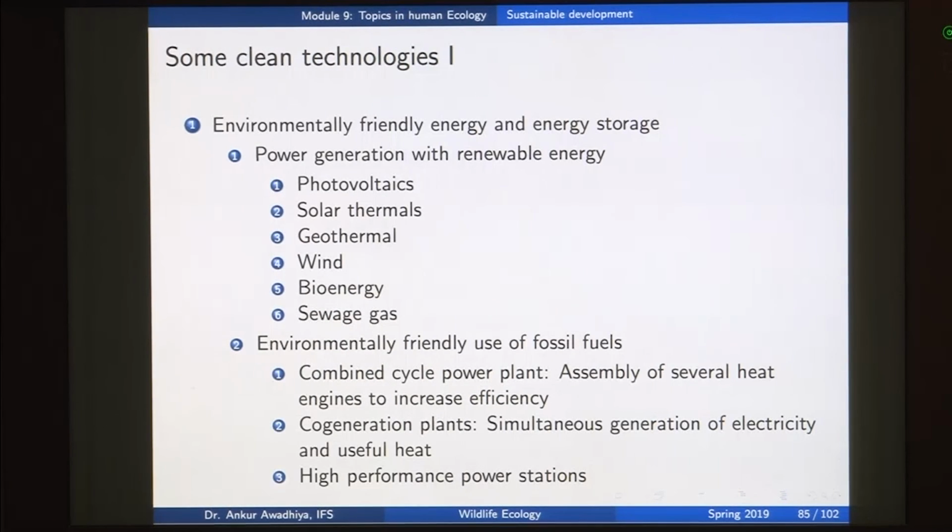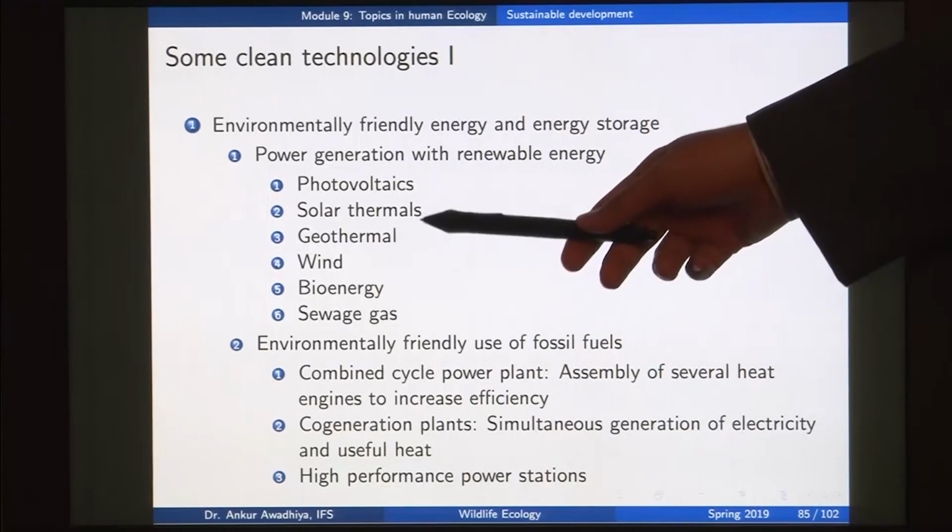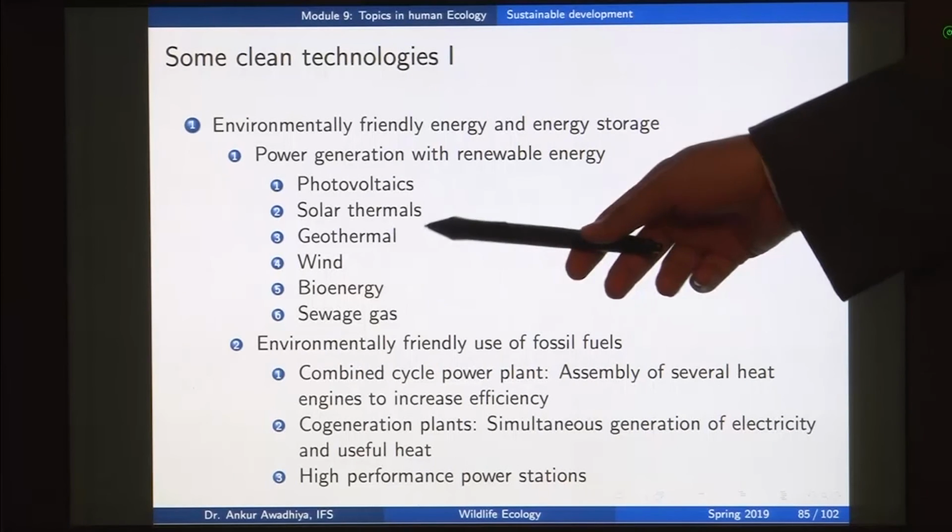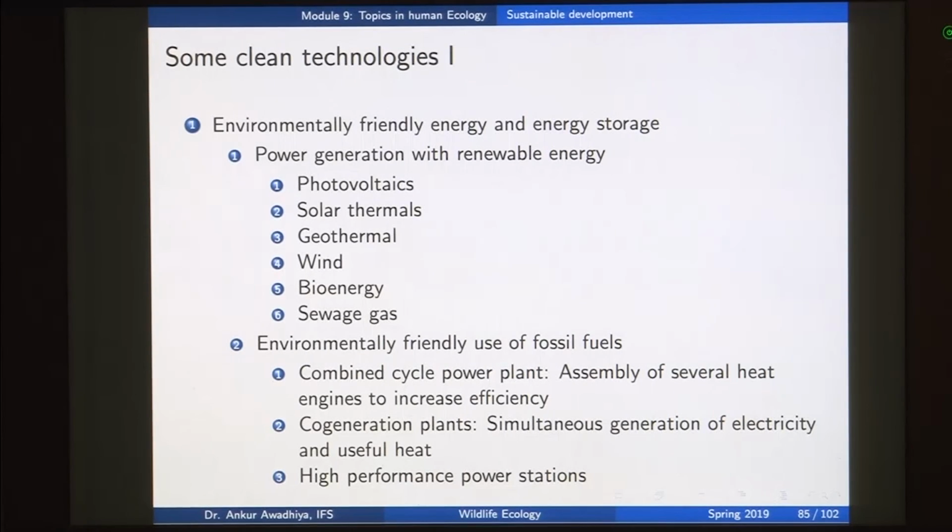So, we will have a look at some clean technologies, such as environmentally friendly energy and energy storage. In the case of power generation with renewable energy, we talk about solar cells, solar thermal energy production, geothermal energy, wind energy, bioenergy, sewage gas energy, or we talk about environmentally friendly use of fossil fuels, in which case we talk about combined cycle power plants.